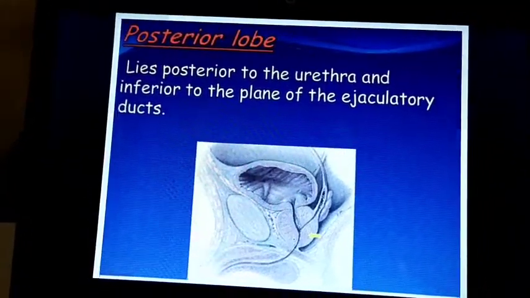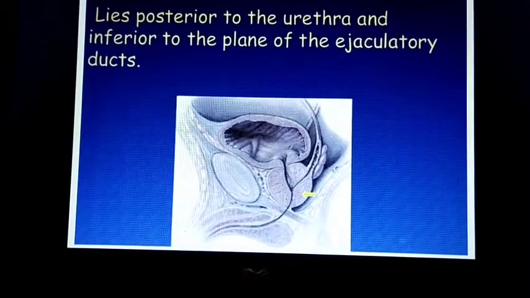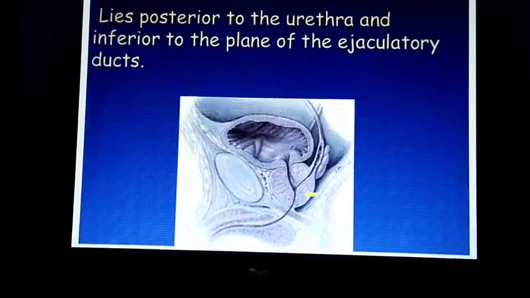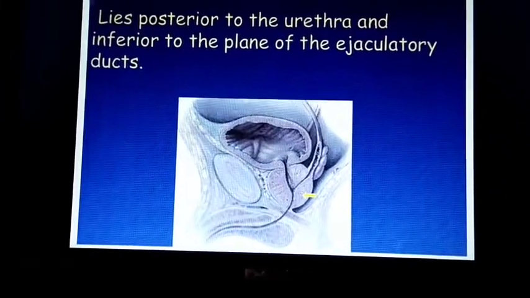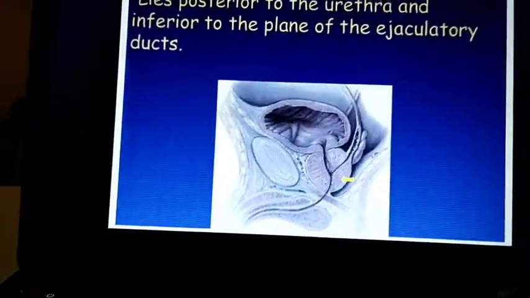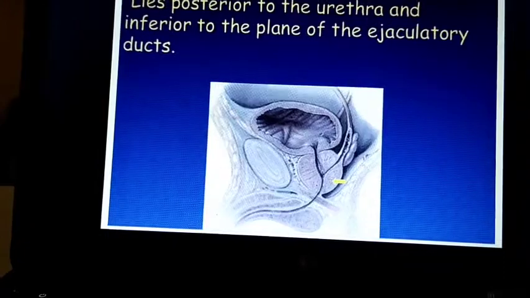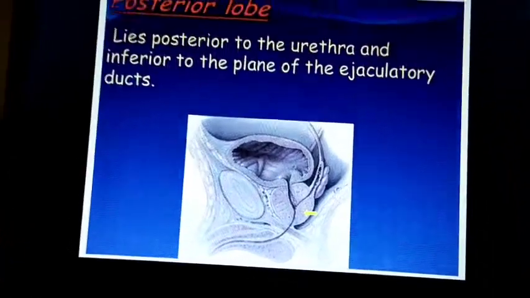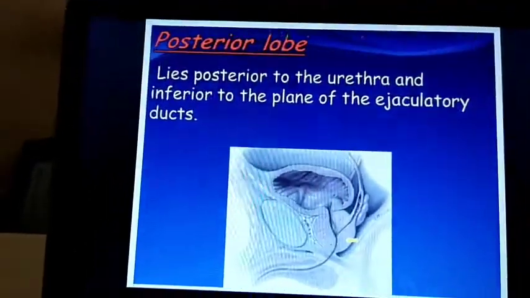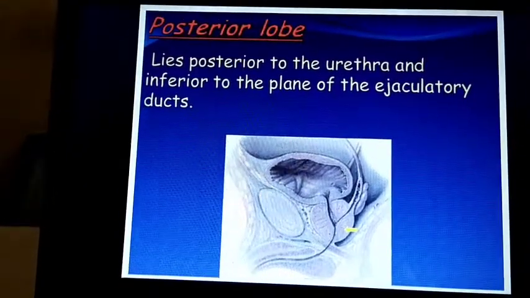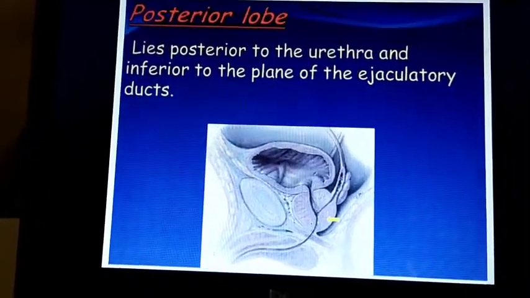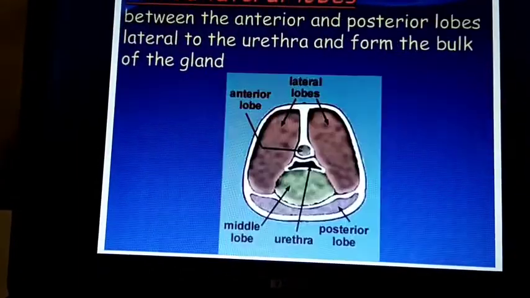Then the posterior lobe, you can see I have marked here, and it mainly contains the ejaculatory duct, because it helps in ejaculating the semen. It lies posterior to the urethra and inferior to the plane of the ejaculatory duct. You can see it here.